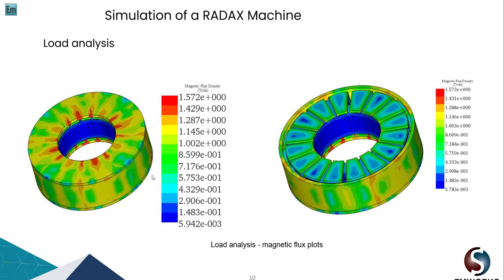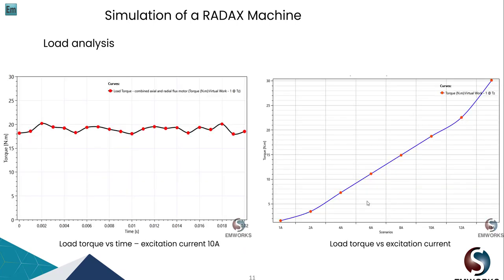This one is a load analysis showing you again, straight from our EMS software, the magnetic flux density. This one showing you the entire machine. This one only showing you the actual axial part of the machine. Okay, this is the torque, or the dynamic torque, load torque. The load torque at 10 amps of this RADAX machine, and we achieve around 20 Newton meter. For this, 10 amps is not a lot of loading anyway. Load versus excitation, as you can see, you have a higher torque, as you expect, at the higher excitation current.